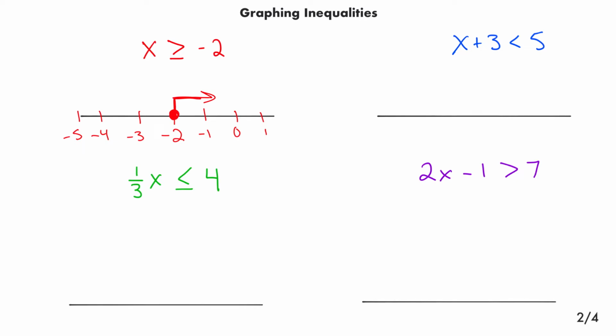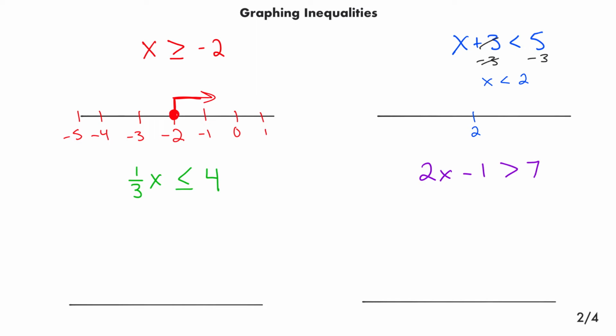Problem 2, same thing. I have x plus 3 less than 5. I cannot graph this until the x is isolated, so I got to subtract the 3 from both sides, leaving me with x is less than 2. Again, I'm going to work smarter, not harder. I'm not going to do the whole number line, just the 2.